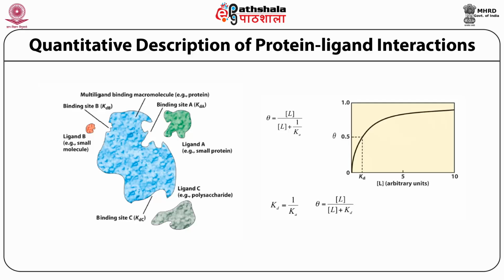And the value of theta is again represented in terms of ligand divided by ligand plus 1 by Ka. After rearranging this equation, since Kd equals 1 by Ka, you will get the value of theta as ligand concentration divided by ligand concentration plus Kd. This is plotted in the form of a graph, and you can see the value of Kd where 50% of the ligands are bound to the protein.